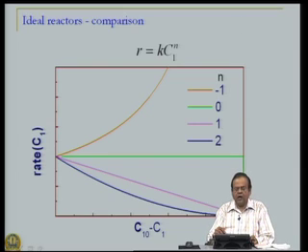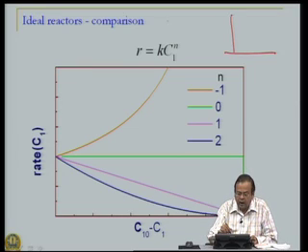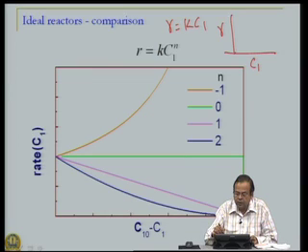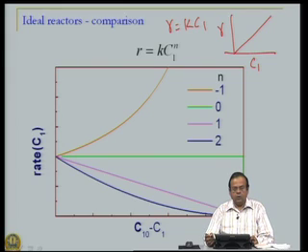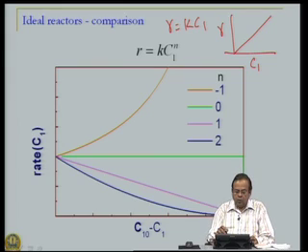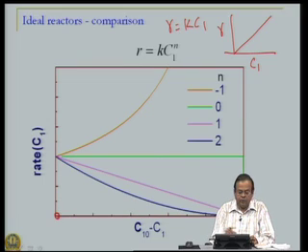Now, let us start with the simplest case that we know, that is n equal to 1. We know for R equal to K C1, rate versus C1 is a simple straight line, that is a linear law. Now, how does this get converted into this violet line when we plot C10 minus C1? What is this particular point? This is a point when C10 minus C1 is 0. That means this is C1 equal to C10.